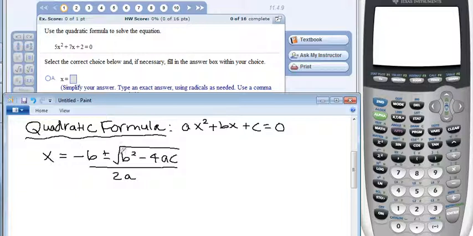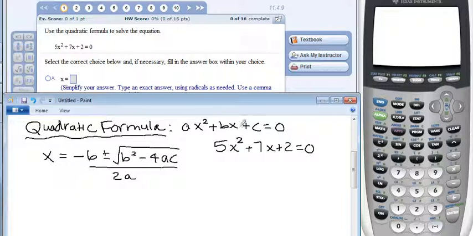So you notice there's a radical here, so we're going to have to make sure that we have all of our radical rules in place when we simplify our answer, because we're supposed to simplify our radicals as needed. Okay, so let's start with the one that we see there. We've got 5x squared plus 7x plus 2. All right, so let's write down our equation. 5x squared plus 7x plus 2 equals 0.